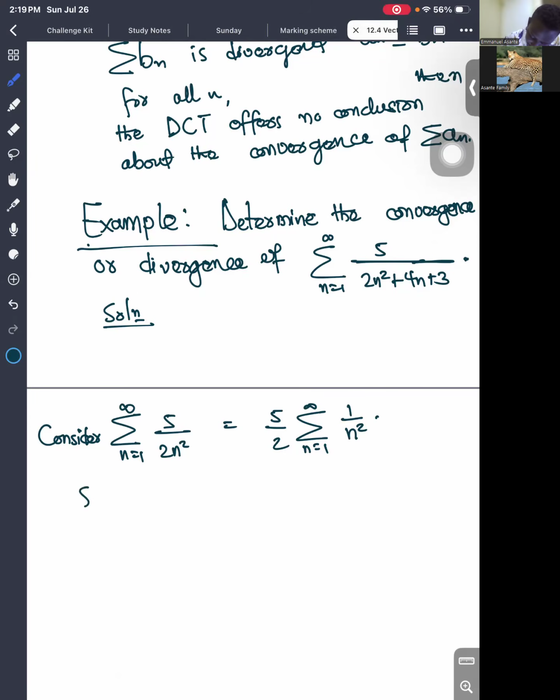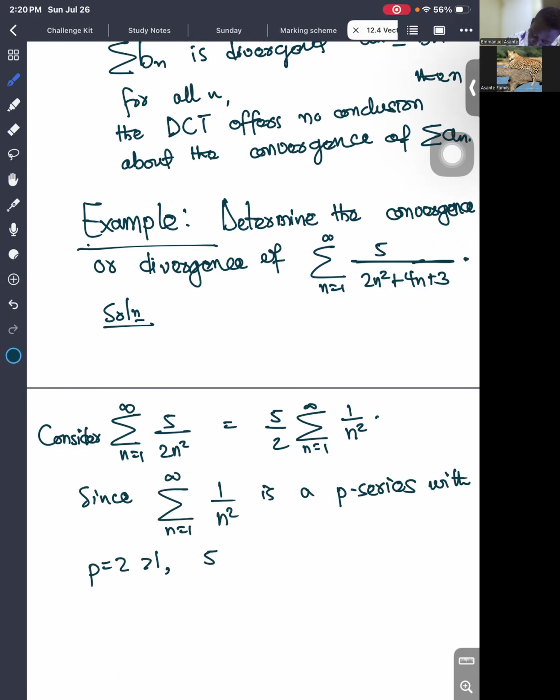So since the sum to infinity, this is a p-series. And what is the p value? p equals 2. Remember, a p-series converges as long as p is greater than 1. So you have that 5 over 2 times the sum from 1 to infinity of 1 over n squared converges.